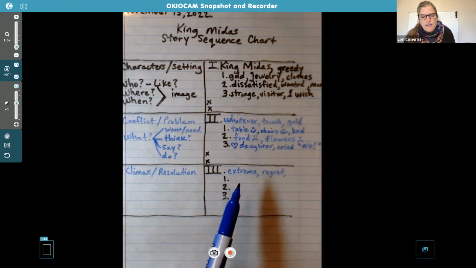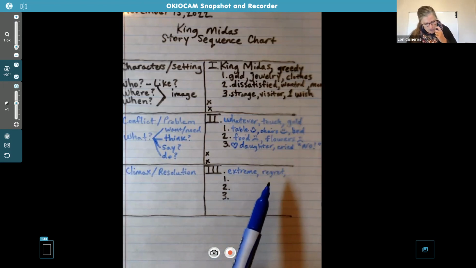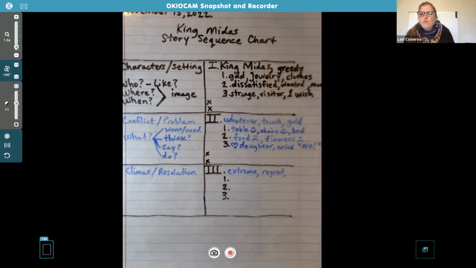I regret making that wish because I want my daughter back, right? So I put extreme regret. And then, do you know what the word repent means? Have you ever heard repent before? Repented. Okay, repent. Good, I see a couple hands there.